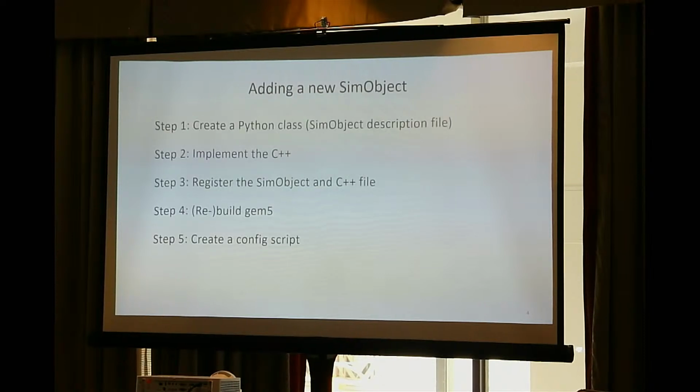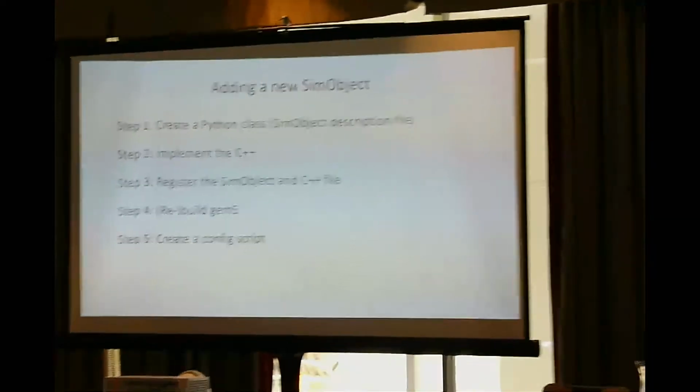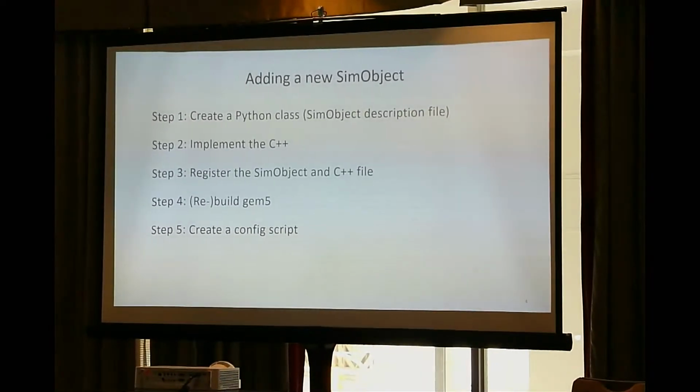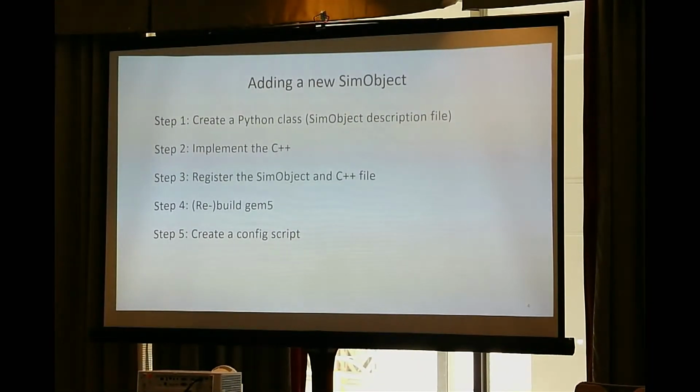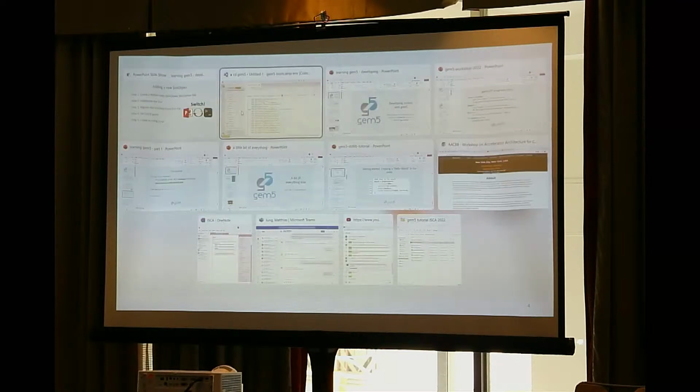Okay, so let's go through adding a new model, a new SimObject. There are 5 steps to do this. First, we're going to declare the SimObject that we're going to create. Then we're going to implement that SimObject in C++. Then we're going to register the SimObject so it's built with gem5's build system, rebuild gem5, and then we're going to create a configuration script or a run script that actually uses that new model. All right, so let's dive into this.